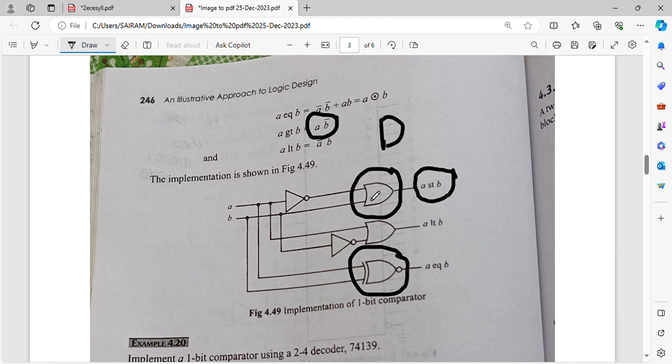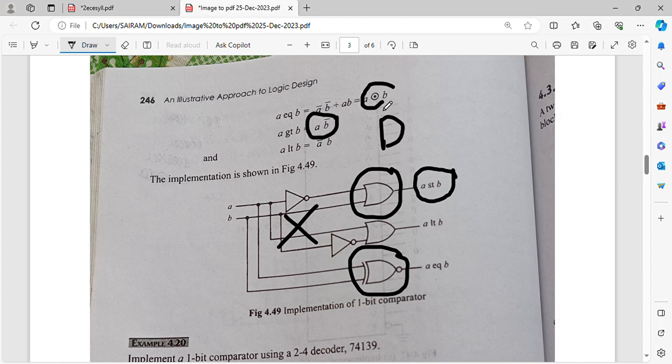So I'll just tell you what the matter is. Please give me 2 minutes. There is an issue here. Please don't consider this diagram. There is an issue in this diagram, and here also.